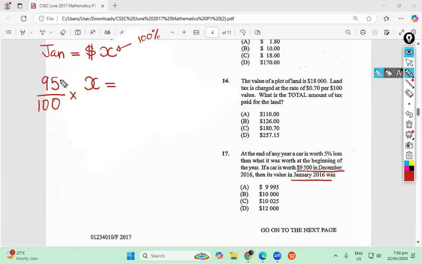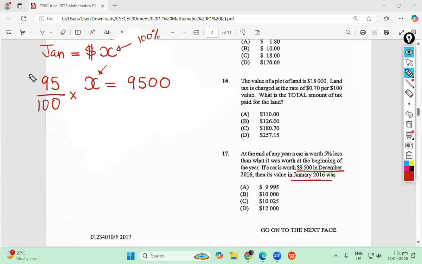How do you find 95% of something? You divide it by 100 and you multiply by the particular value. So 95% of the original value ended up being 9,500 because they told you that at the end of the year, it was worth 9,500. That is the 95% value. We just need to solve for X.